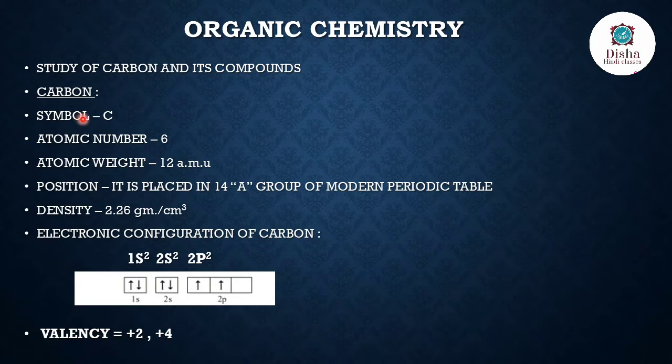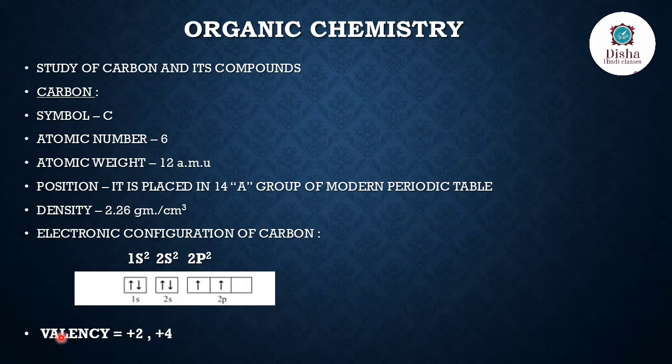Carbon is symbol of C and atomic number is 6. Atomic weight is 12 amu. And position is placed in 14A group of modern periodic table. Density is 2.26 grams per centimeter cube. Electronic configuration of carbon is 1s2, 2s2, 2p2.